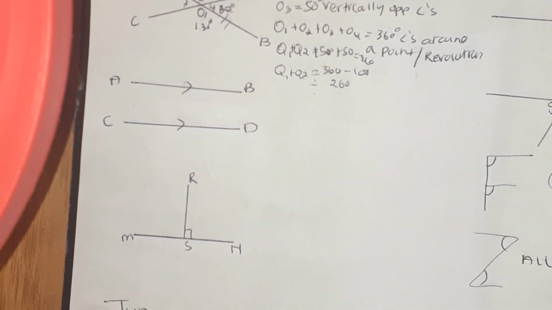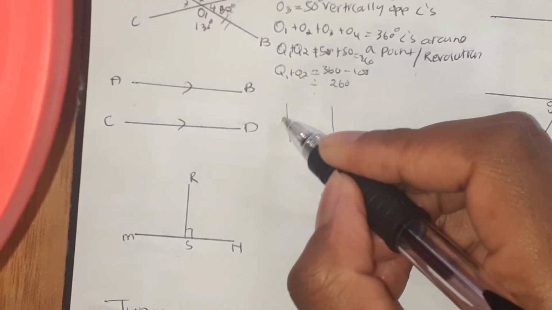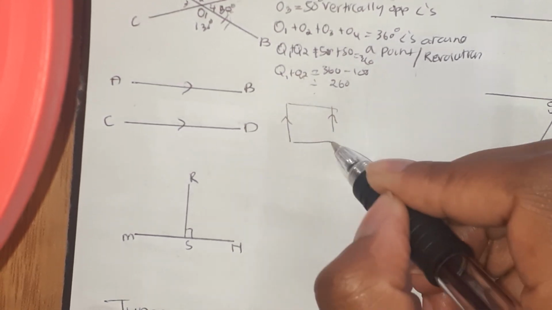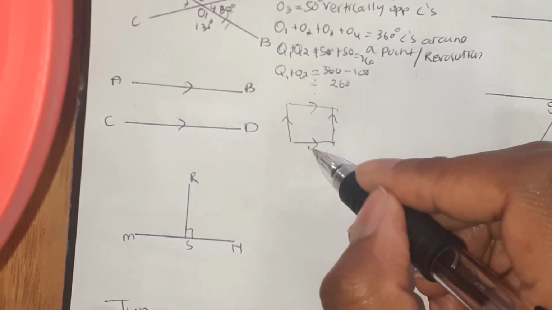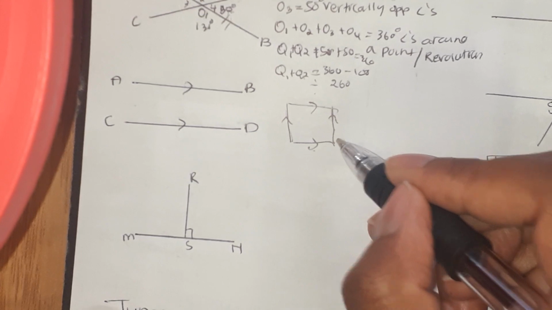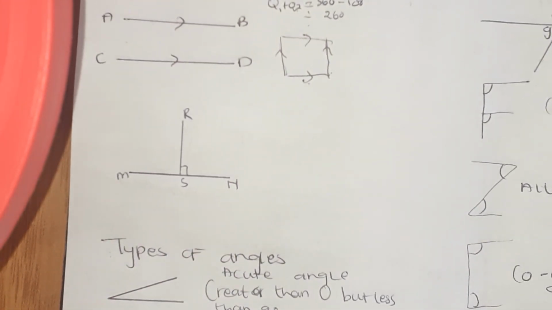Yes. So parallel lines are equal. If you're having a square and then this, and then you're having this one again here, it means this side is equal to this side, and this side is equal to that side. Then here we are having perpendicular lines.